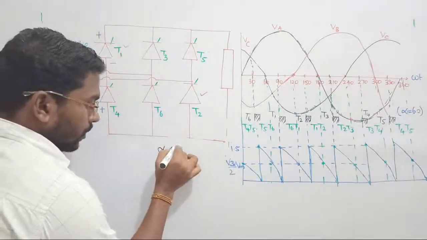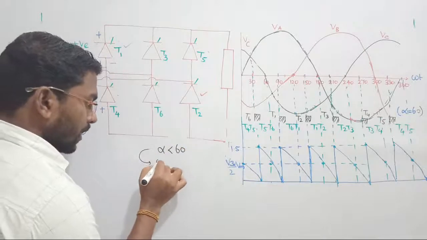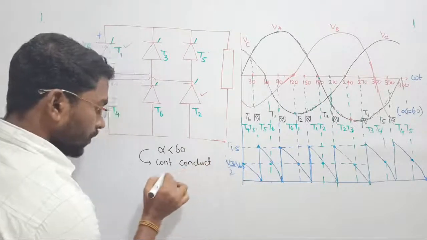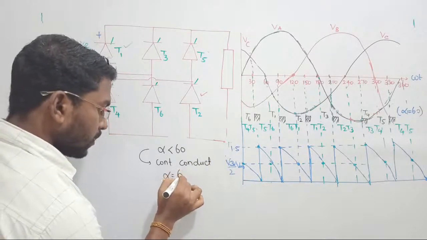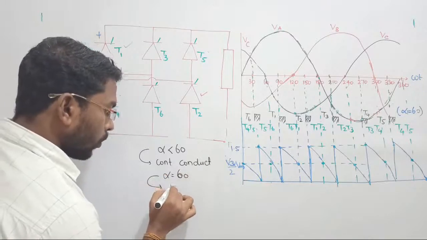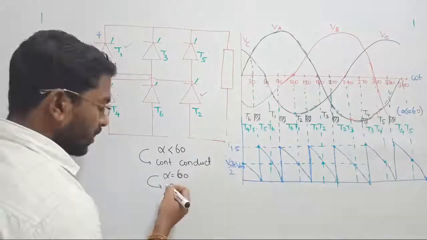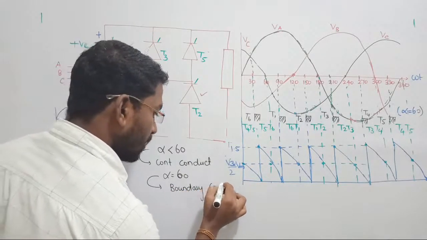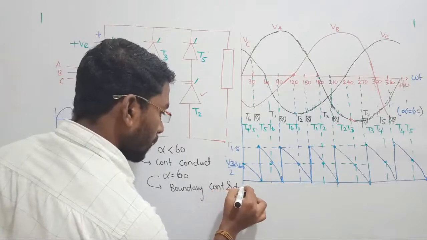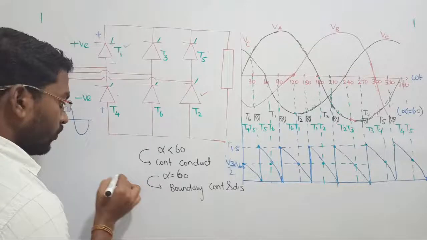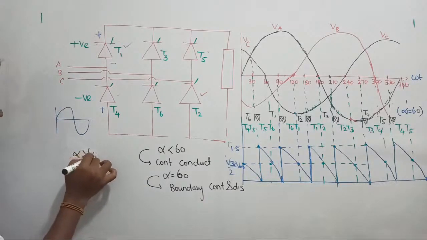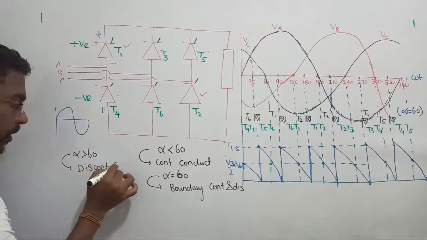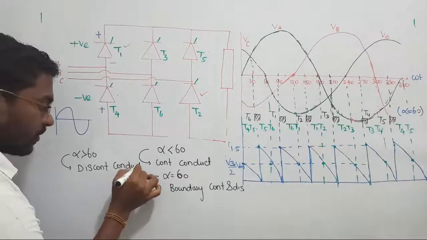Alpha value should be less than 60 degree for continuous conduction. If the value of alpha equal to 60, that is called the boundary of discontinuity and continuity. Either you can consider one thing, right? That is the boundary of continuity and discontinuity. Clear? Next, if the value of alpha becomes greater than 60, then that is called discontinuous conduction. Let me prove it, don't be panic. Make these statements. That is what I want.